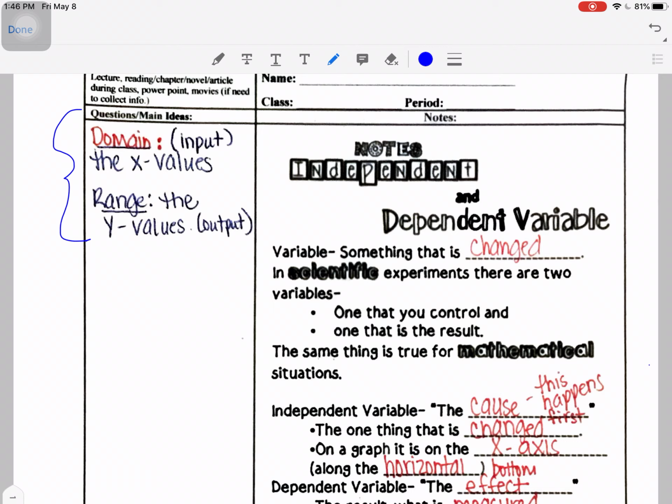So a variable is something that is changed. In scientific experiments, there are two variables. One that you control, which would be our independent variable, and one that is the result, which would be our dependent variable. The same thing is true for mathematical situations.